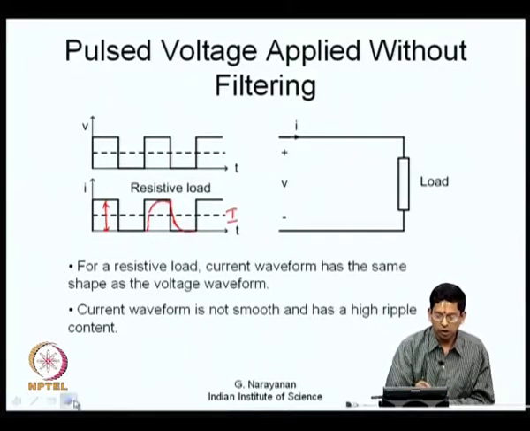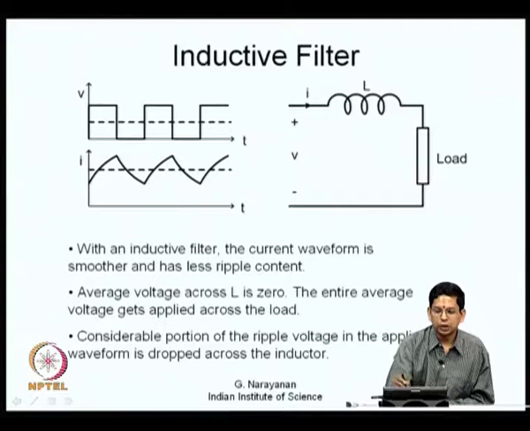So, if you simply feed this without any filtering, what you are going to have is a current waveform which is not at all smooth, and it has a high ripple content. We are trying to see how we can reduce this high ripple in the current waveform. So, the solution is to go for an inductive filter.